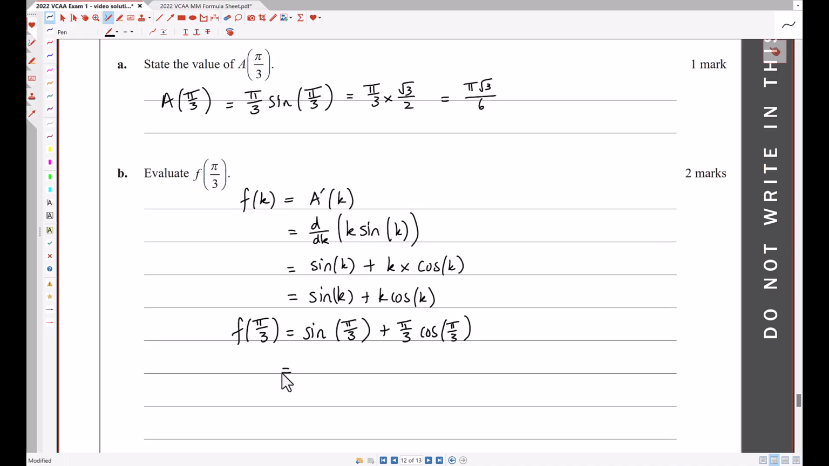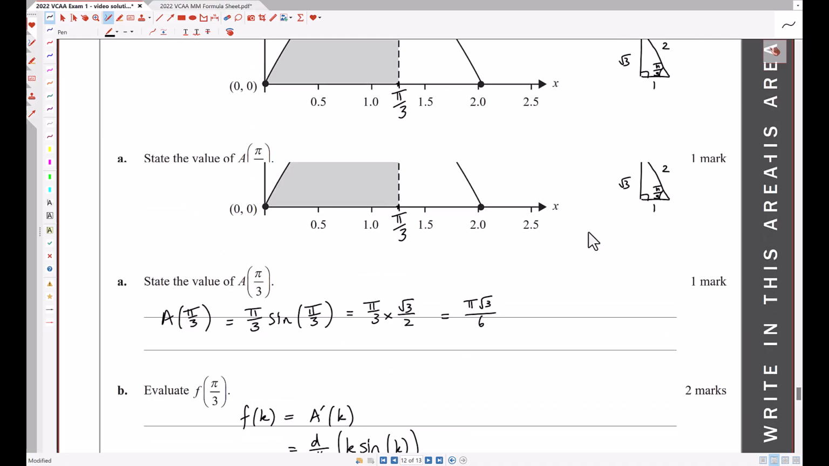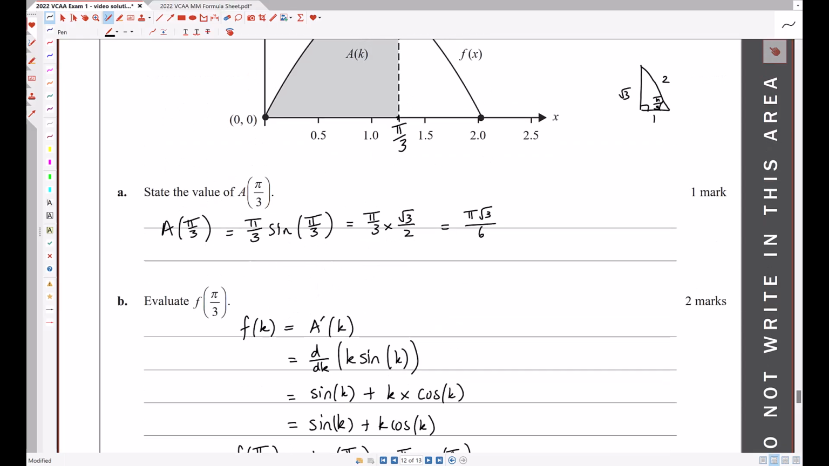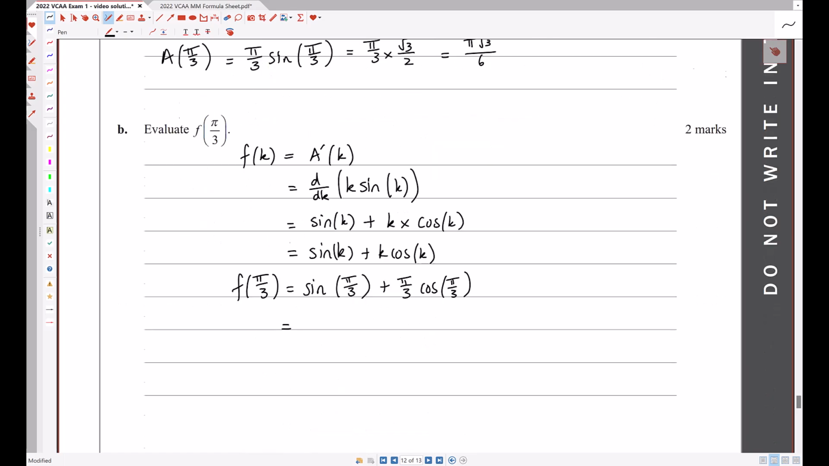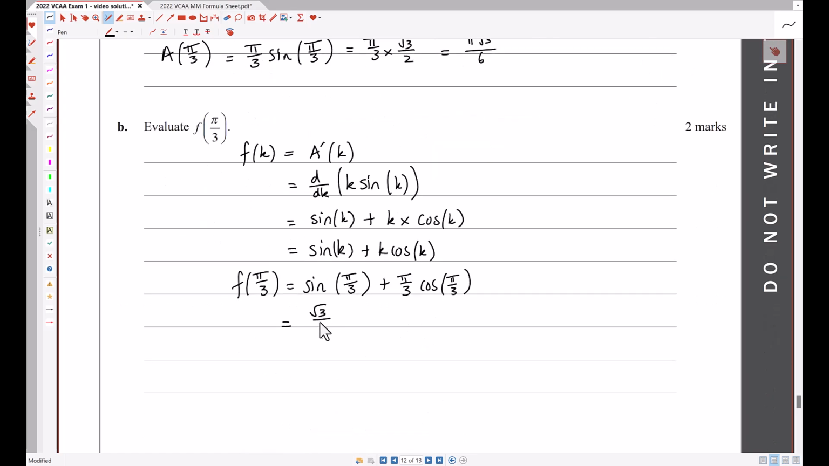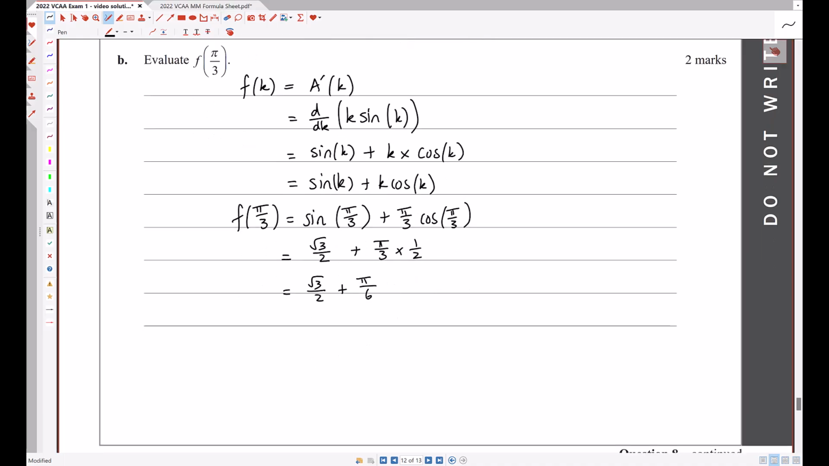So again, third time, we need our exact values. I've got my triangle drawn up here. Sine at pi on 3 is root 3 on 2, and cos at pi on 3 is adjacent over hypotenuse, so that's a half. So root 3 on 2 plus pi on 3 times a half. So root 3 on 2 plus pi on 6. Now you could leave that as it is, that's perfectly fine. You could get a common denominator if you want, which would mean multiplying this first fraction by 3. But either of those would be perfectly correct answers to that question.